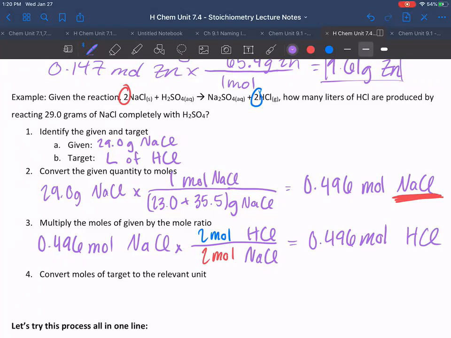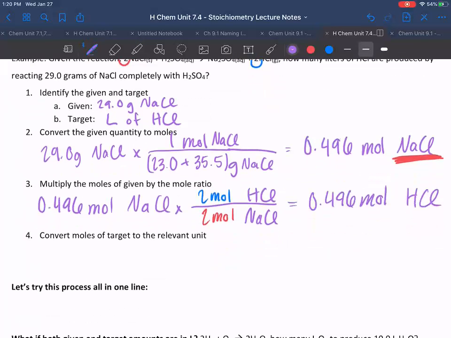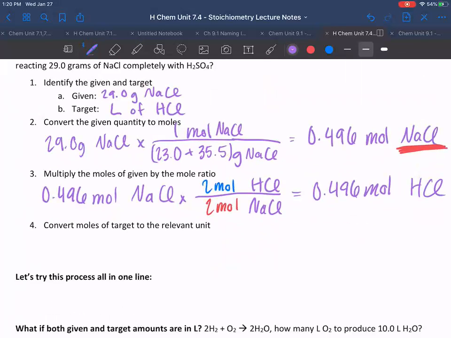Our last step here is going to be converting to our target unit. So we want to make sure that we get to liters of HCl. So if we have 0.496 moles HCl, how do we set up the conversion here?